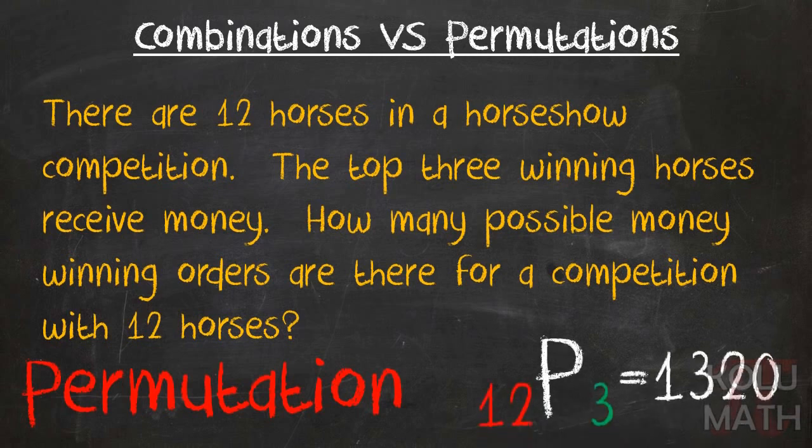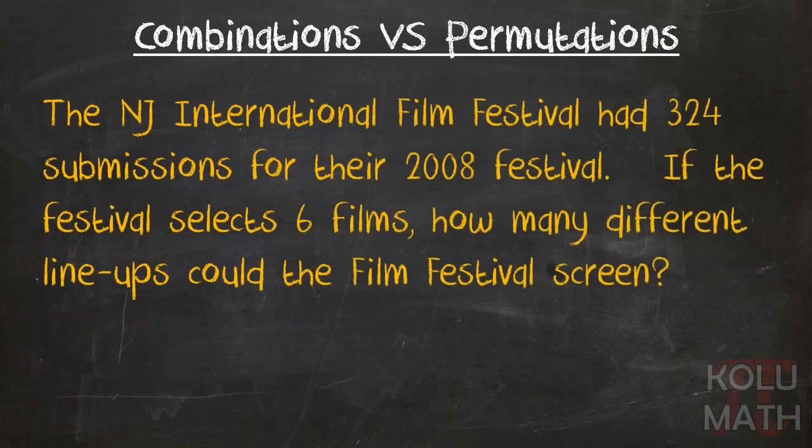Since it's a permutation, let's go ahead and use P. 12P3, we get 1320. 12 horses, we're choosing the top 3. All right, on to another one.